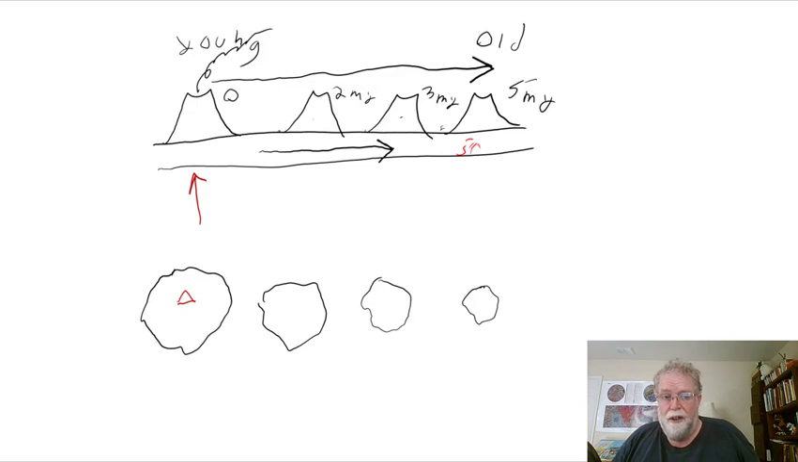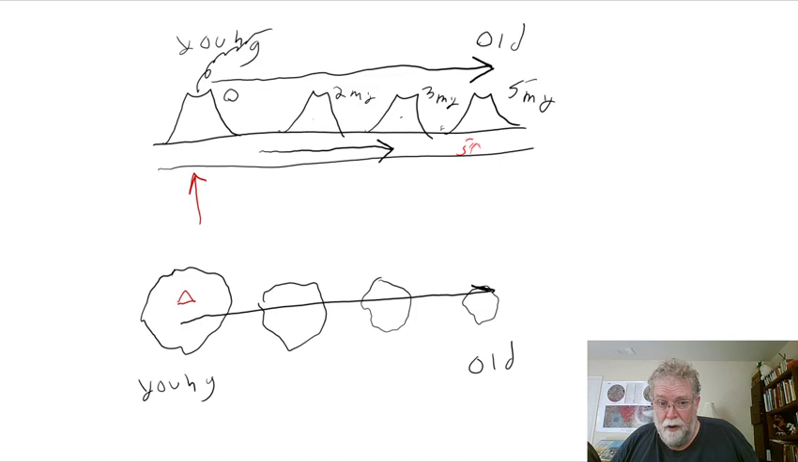And so you'll get a string of volcanoes, but once again, this one's erupting now. So that's the young one. This one erupted 5 million years ago. So that's the older one. And once again, if I draw an arrow from the younger volcano to the older volcano, that tells me what direction the tectonic plate is moving, right? Which is a very valuable thing to know. Okay, so you know what direction the plate's moving.